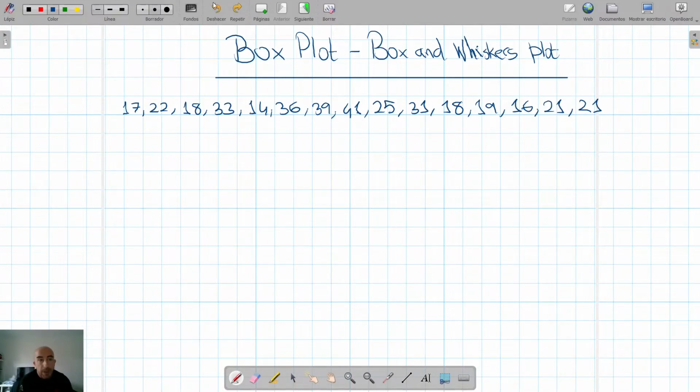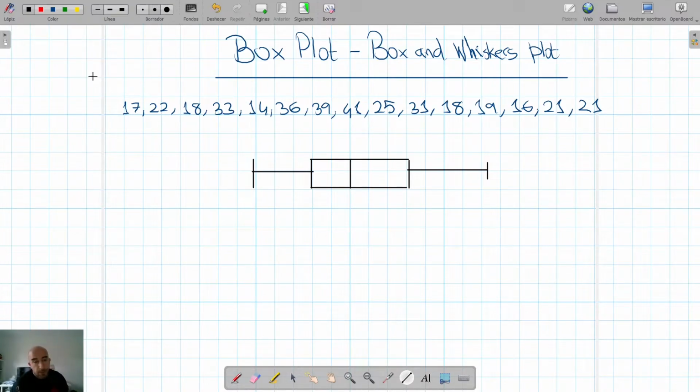Okay. So let's look at how to draw this plot. Imagine we have a series of data, and they want us to draw the Box and Whiskers plot. The first thing that we need to know is what each bar represents in a Box and Whiskers plot. So let's draw one very quickly. Okay, so this might be a typical Box and Whiskers plot.